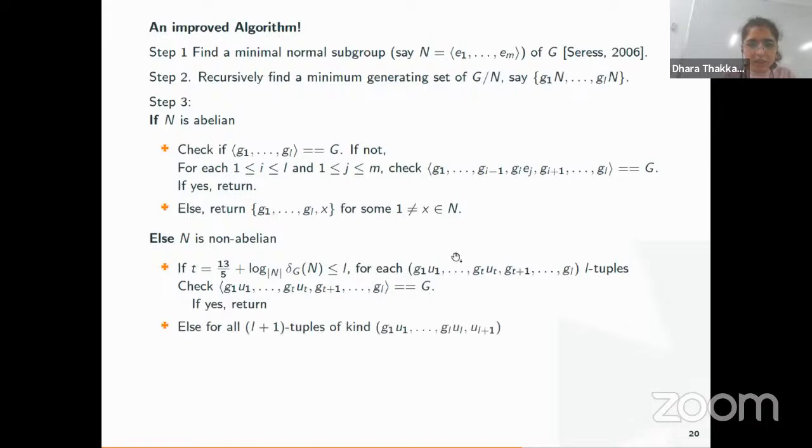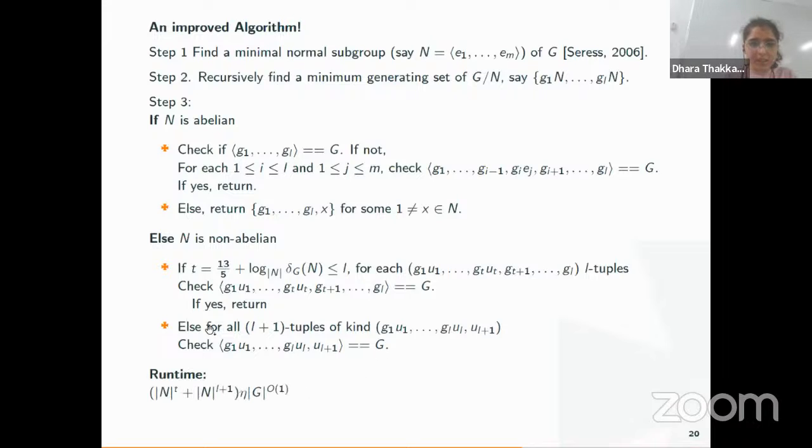Otherwise, we know that G will be generated by L plus 1 elements, and we will check all these tuples, which are of the form g1 u1, to gL uL, and u(L+1). Now we will check whether some of these tuples generate G or not. And since G has a generating set of size L plus 1, we have a guarantee from Gaschütz's lemma that one of these tuples should generate G. So this is an improved algorithm.